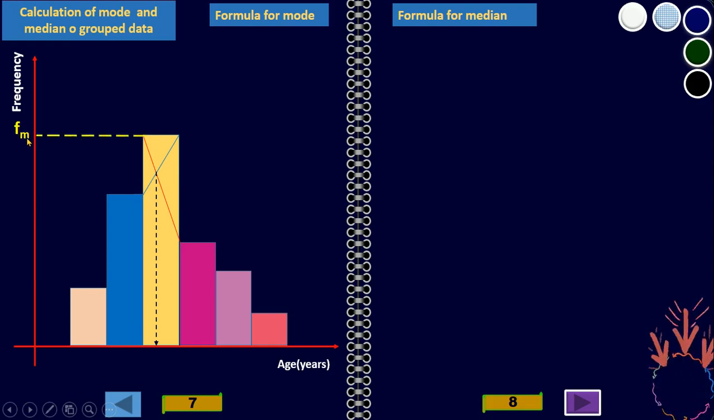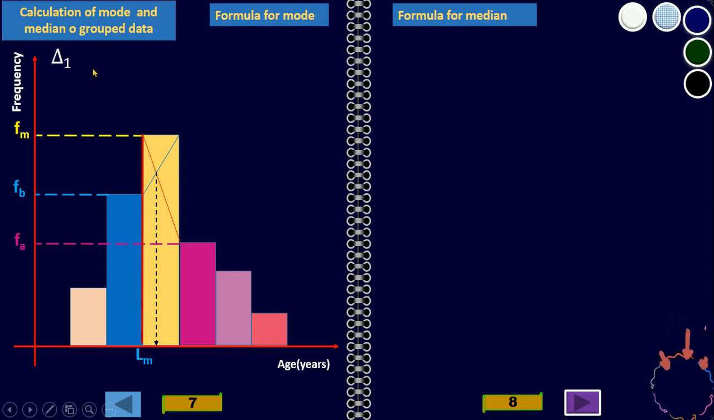We have the frequency of the modal class. The blue rectangle is the class before the modal class, so also we need the frequency of that class. The class after the modal class is the pink rectangle. We also need the frequency of that class. Then we need to find the difference between these frequencies. Next we need the lower class boundary of the modal class.